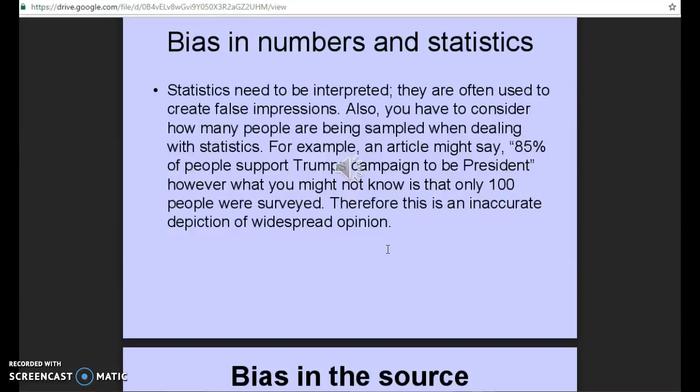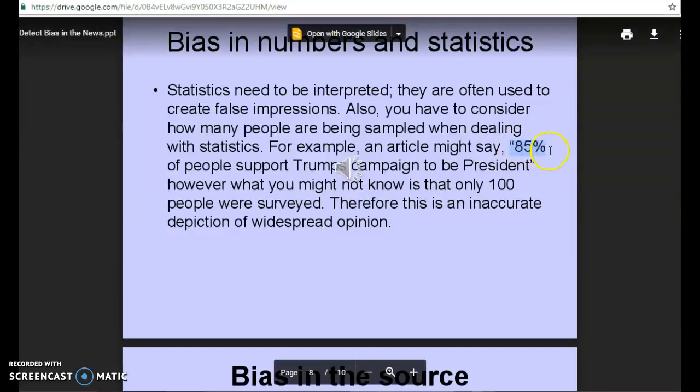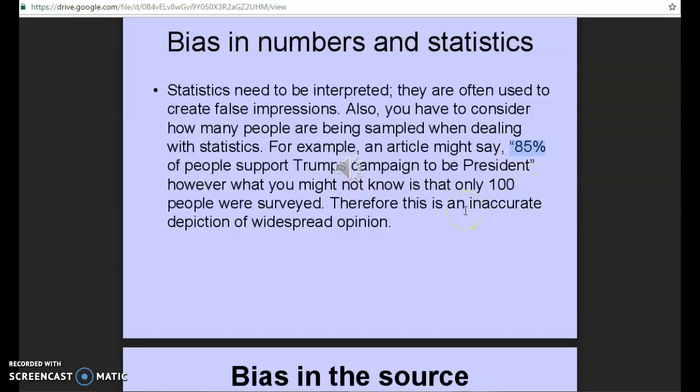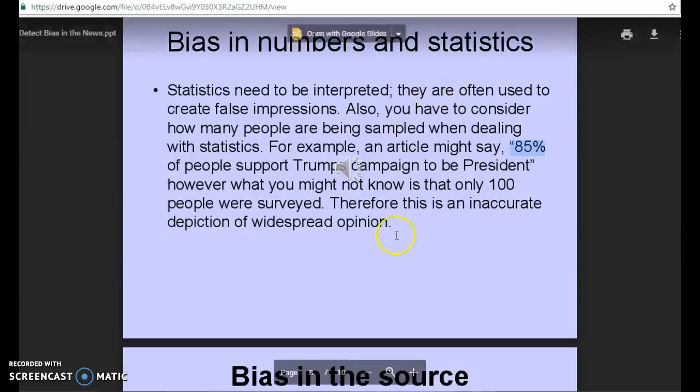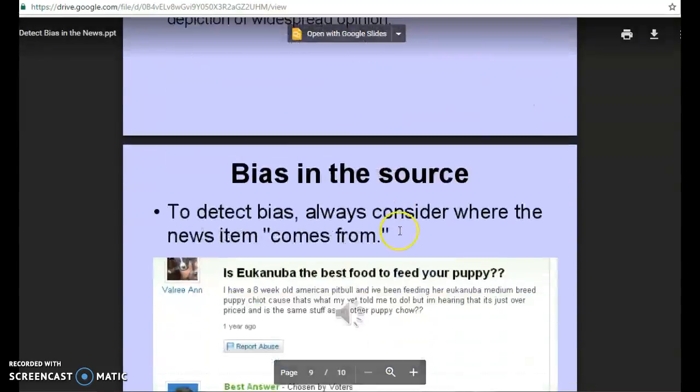For example, an article might say, 85% of people support Trump's campaign to be president. However, what you might not know is that only 100 people were surveyed. Therefore, this is an inaccurate depiction of widespread opinion. However, this information would be presented as a headline or in a news article to get people to think that President Trump is the way to go.